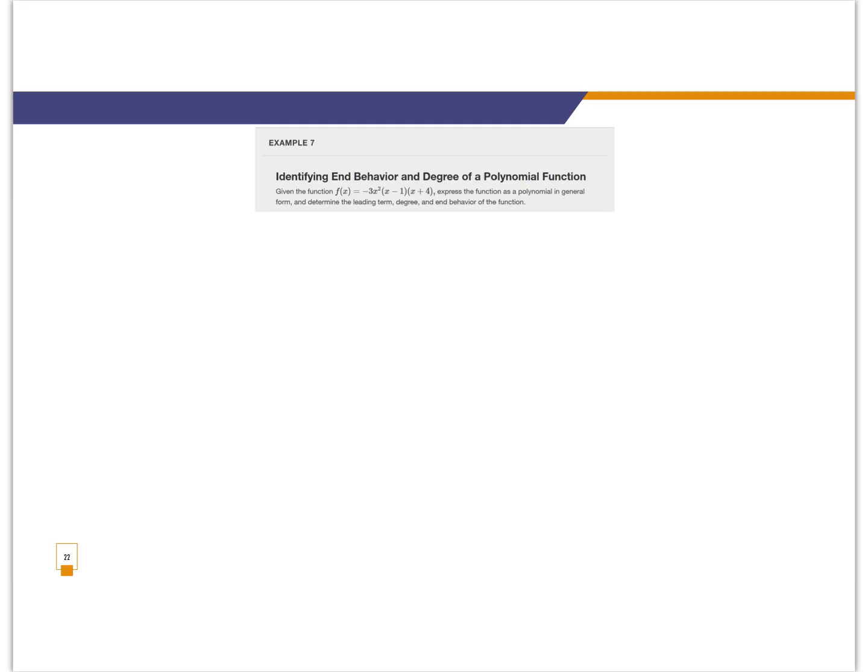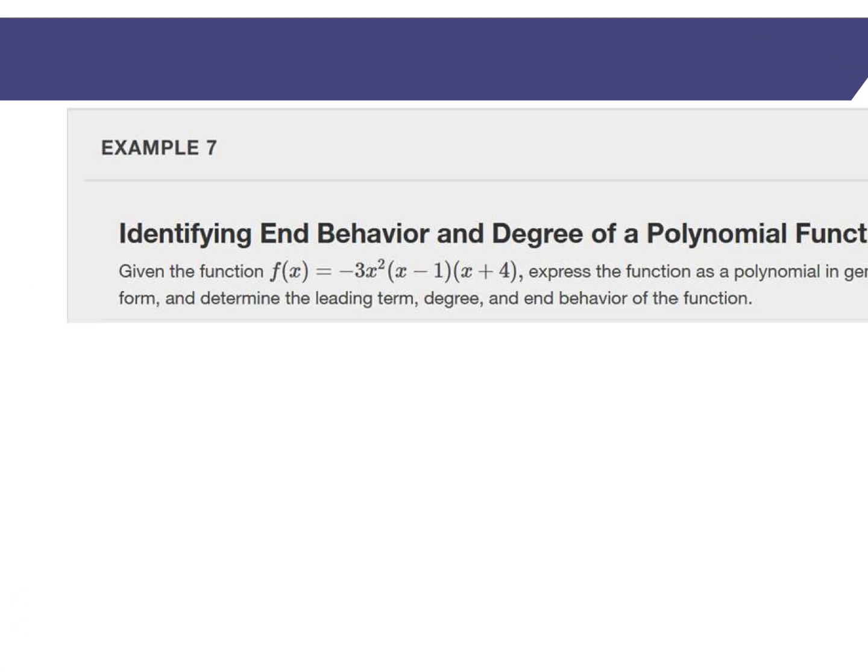Example 7, identify the end behavior. All right, so it's in disguise, guys. You don't know what the highest power is unless you multiply this through. I'll give you a clue, though. If you have an x times an x, you know that's going to be x squared. So technically, you could do this without doing all the work.